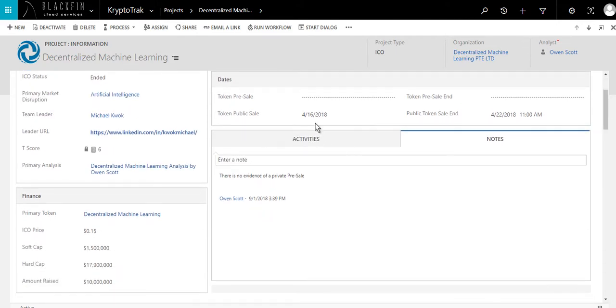This one was a very short token sale. It went from 416 to 422, and they raised about $10 million. They had a hard cap of 17.9 and a soft cap of 1.5. They sold at about 15 cents. That's a bit of an issue with this sale, in the sense that the current price is very, very low compared to what it was when they sold it. So you've got some frustrated investors, and we'll go into that in a few minutes.